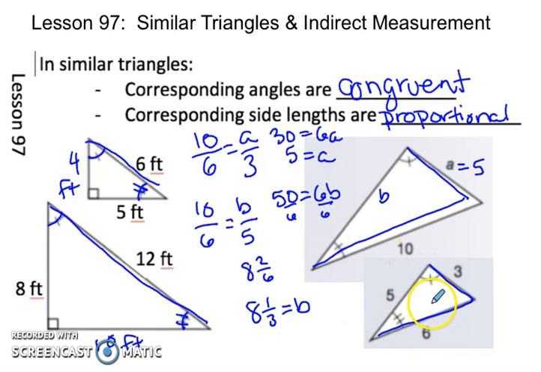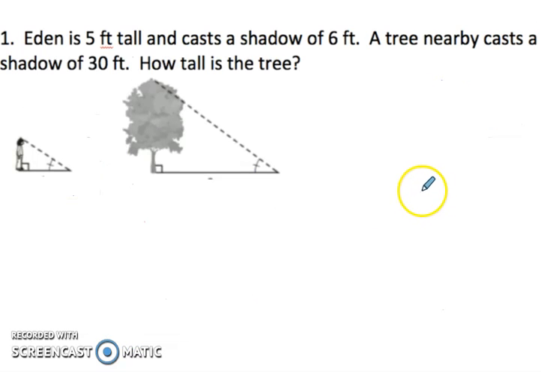So we can use proportions to find missing side lengths in similar triangles. Next problem. We're going to have similar triangles again, but you have to set up those similar triangles. They're going to give you a situation, and you're going to draw some triangles. So in this one, Eden is 5 feet tall. We have a picture of lovely Eden right here. She's 5 feet tall, and her shadow is 6 feet. So I'm going to draw a shadow of 6 feet. A nearby tree casts a shadow of 30 feet. So this guy is 30, and we want to know how tall the tree is. I'm going to say H for the height of the tree.